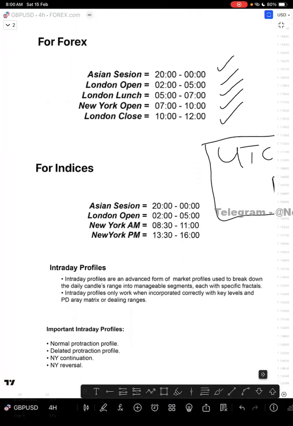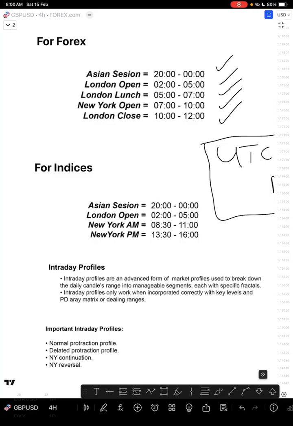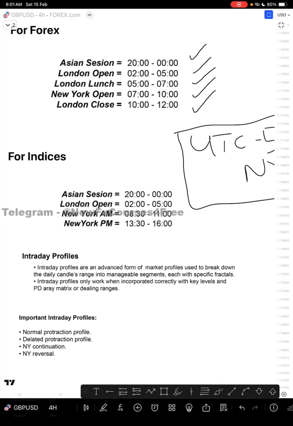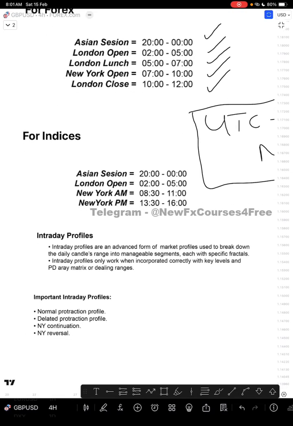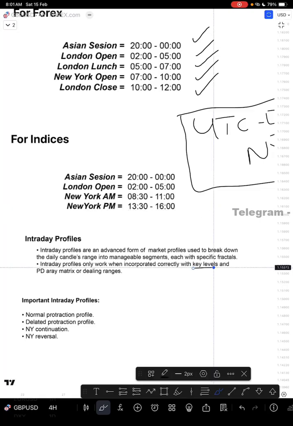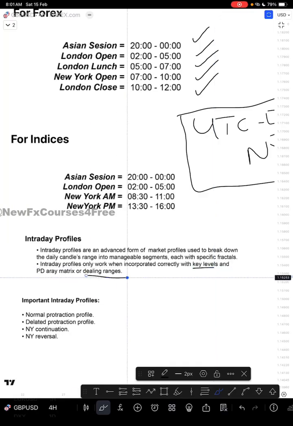So going lower, what are intraday profiles? Intraday profiles are the advanced form of market profile used to break down the daily candle's range into manageable segments, each with specific fractals. Intraday profiles only work when incorporated with a key level and PD array matrix or dealing ranges. This is important. Note this.